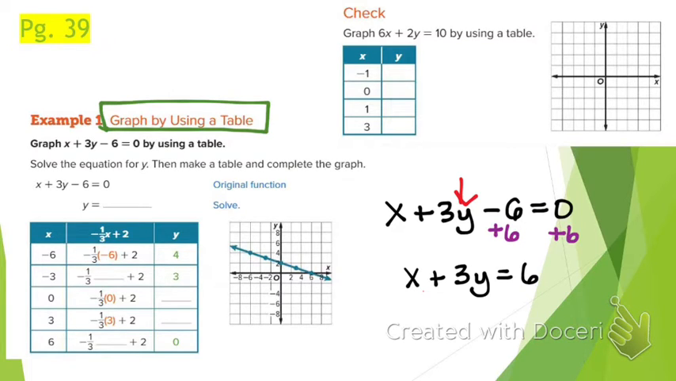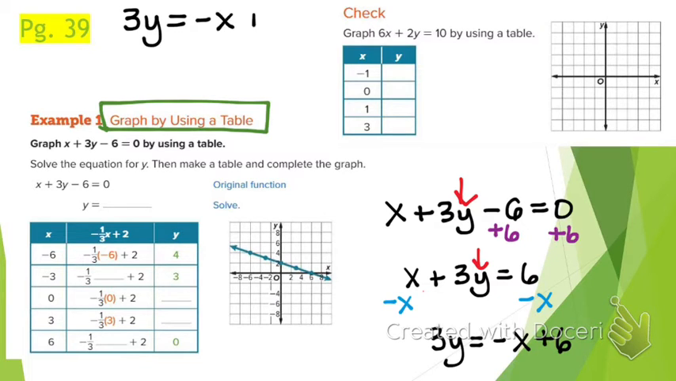And then what else did they do? You gotta subtract x. So let's subtract x from both sides. Now these are not like terms. So it would be 3y equals negative x plus 6. And I'm at the bottom of the screen. Let me go ahead and write it at the top so that everybody can see it. So we have 3y equals negative x plus 6.